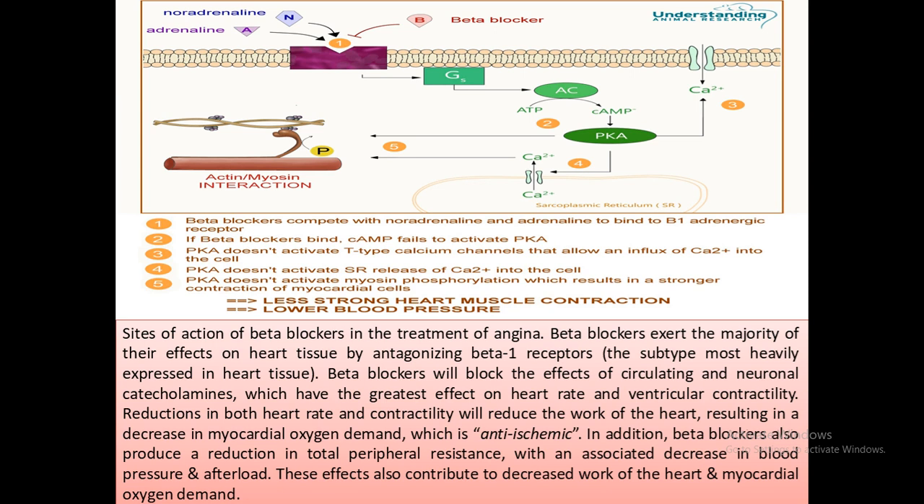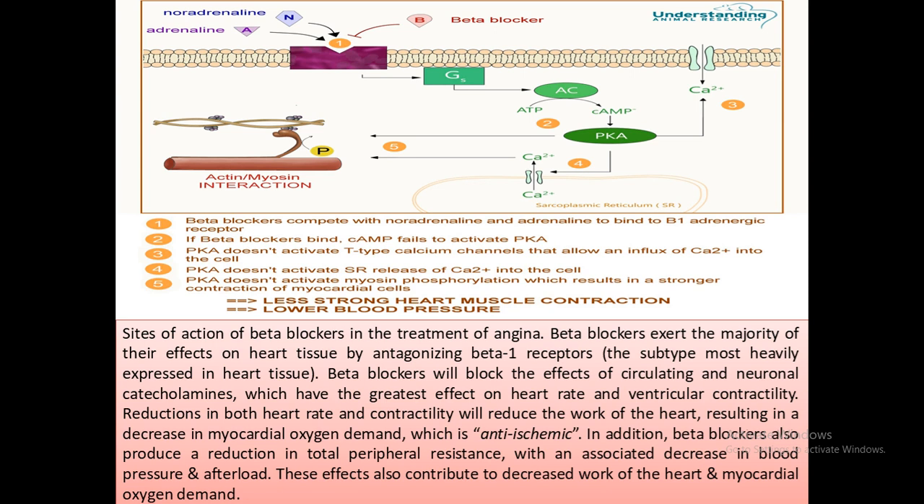Beta blocker will block the effect of the circulating and neuronal catecholamine, which have the greatest effect on heart rate and ventricular contractility. Reduction in both heart rate and contractility will reduce the work of the heart, resulting in the decrease in the myocardial oxygen demand, which is anti-ischemic.